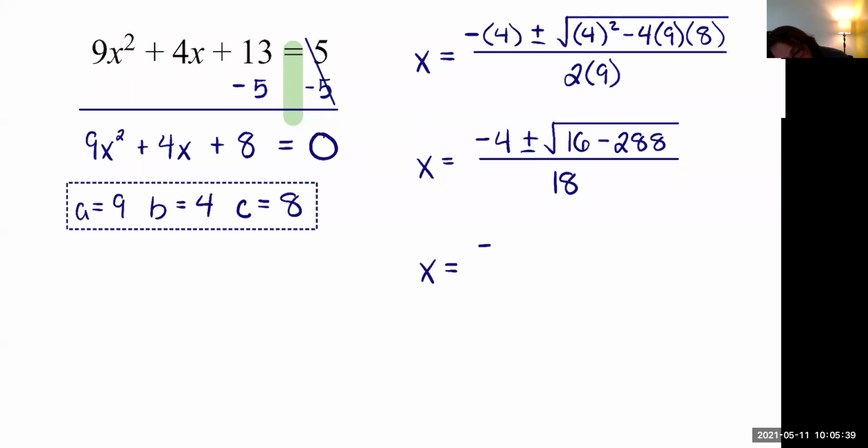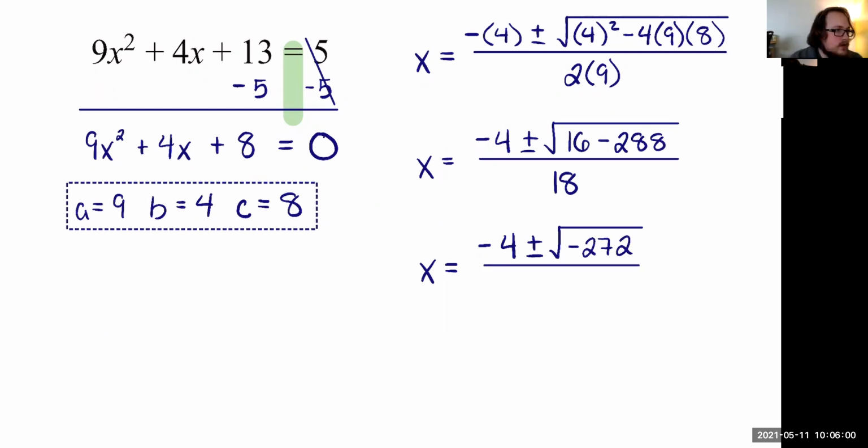Let's go ahead and simplify what's inside the square root. So we'll have negative 4 plus or minus the square root of 16 minus 288. That's 272. Positive or negative? Negative. So negative 272 over 18. Oh, hold on. Having a stroke? So over 18.